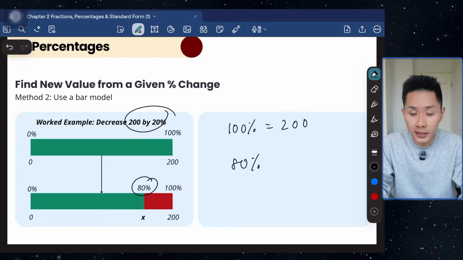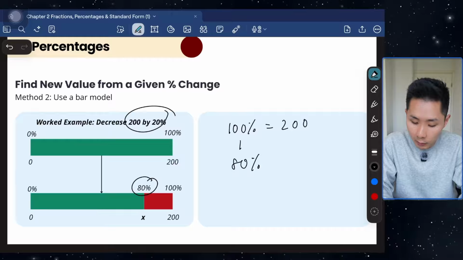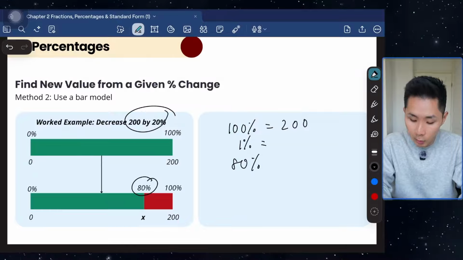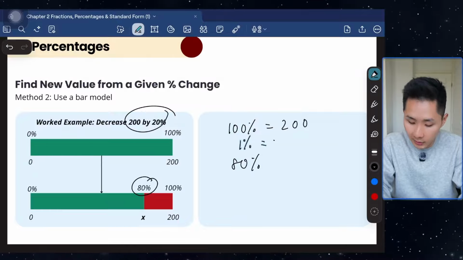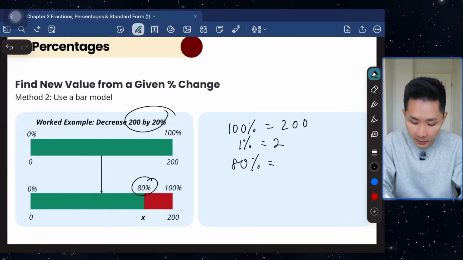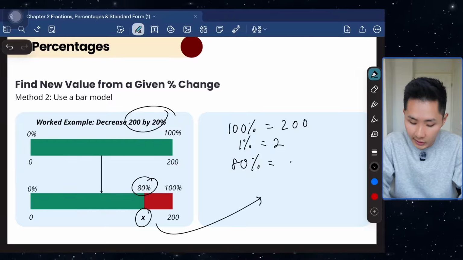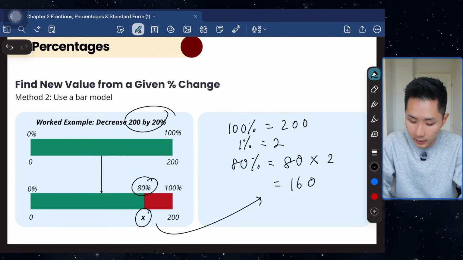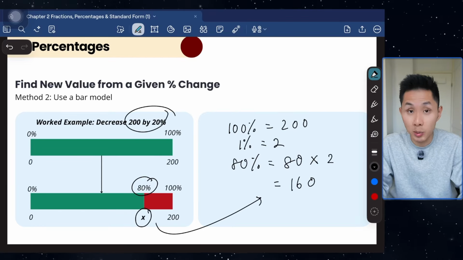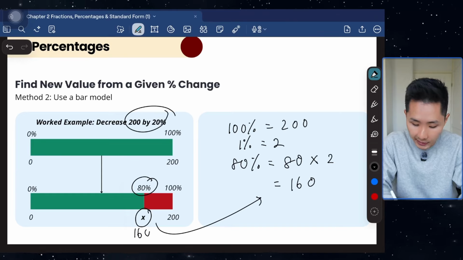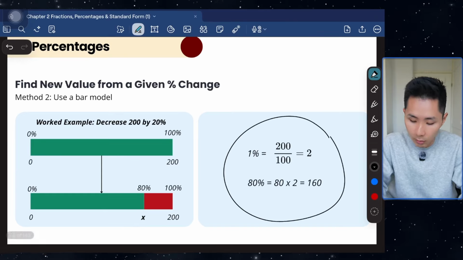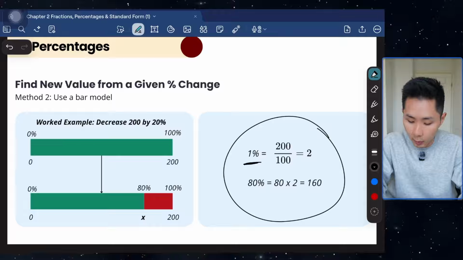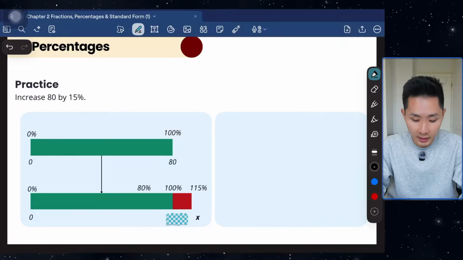So what we can do here is to first figure out what's the value of 1%. So if 100% is 200, then 1% is equivalent to 2. So to figure out what's the value of 80% here, you just use 80 multiplied by 2, and it will give you the final value after the decrease has happened. So in this case, x is 160. That's how we get it. Find out what's the value of 1%. All right, now let's solve up another practice.